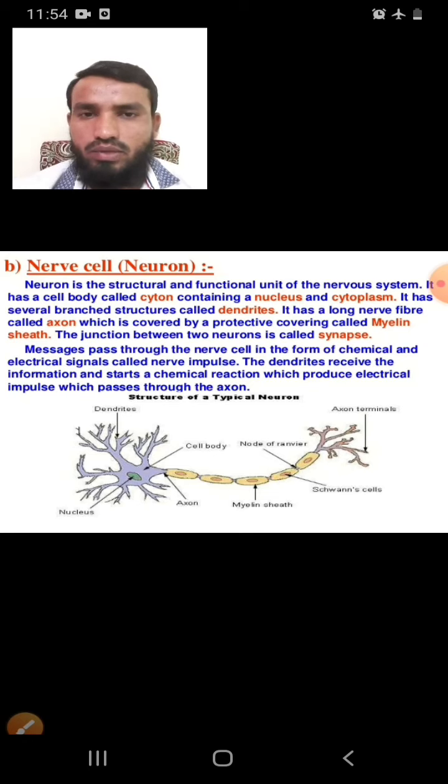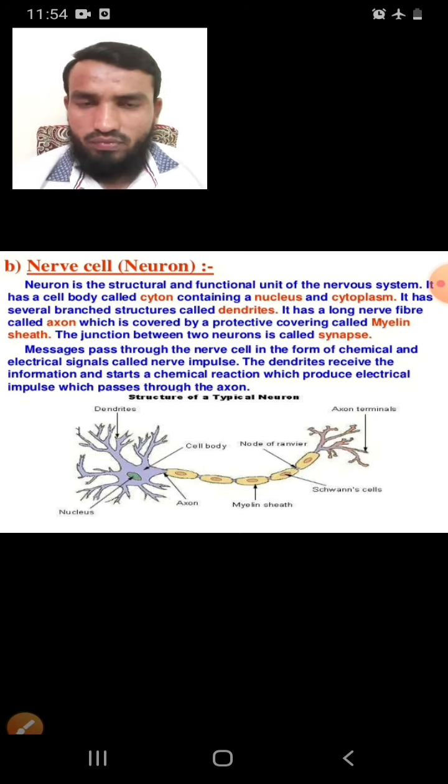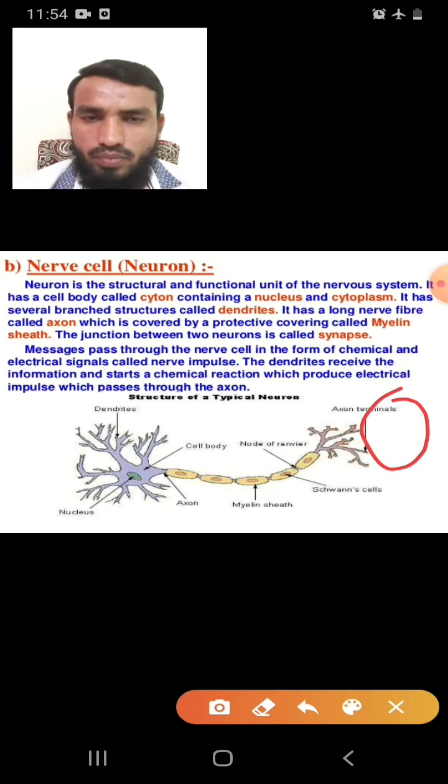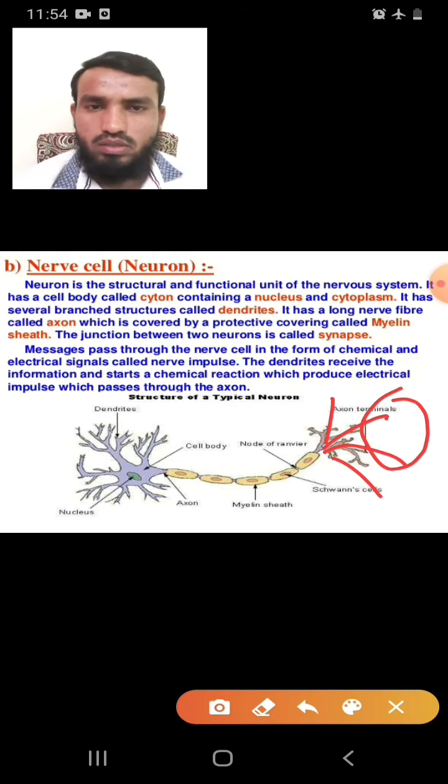And the junction between the neurons is called the synapse. What is meant by the junction between neurons? This is one neuron, a single cell. After that, this neuron is attached to some other cell. They are attached at the end where the nerve endings are. This is called the nerve ending. From here the new cell will start. So there is some gap, or some junction you can say, between two neurons, that is called the synapse. We'll see it in detail in the next slide also.